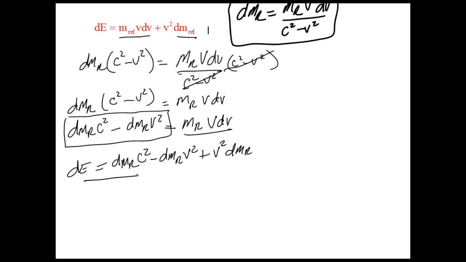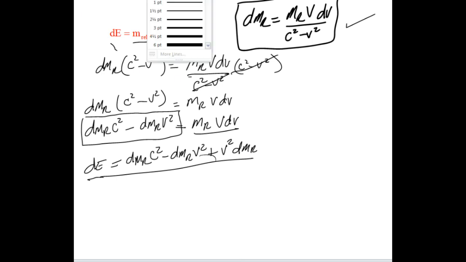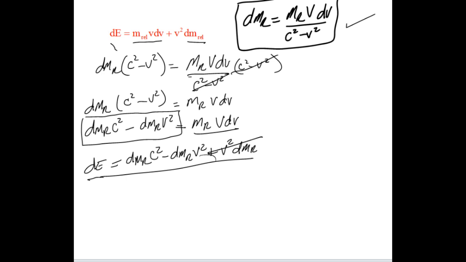Okay, and that's the equation I want right there. Now you'll notice that in this equation we have change in relative mass minus change in relative mass times velocity squared plus velocity squared times change in relative mass. So these two cancel. Okay, so my final equation is change in energy is equal to change in relative mass times c squared.